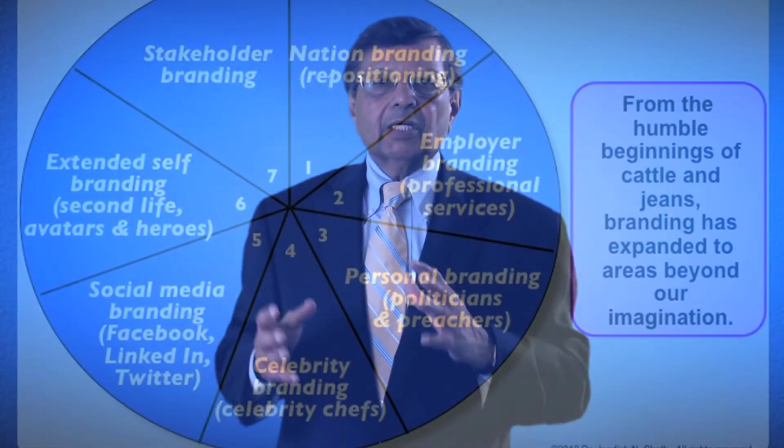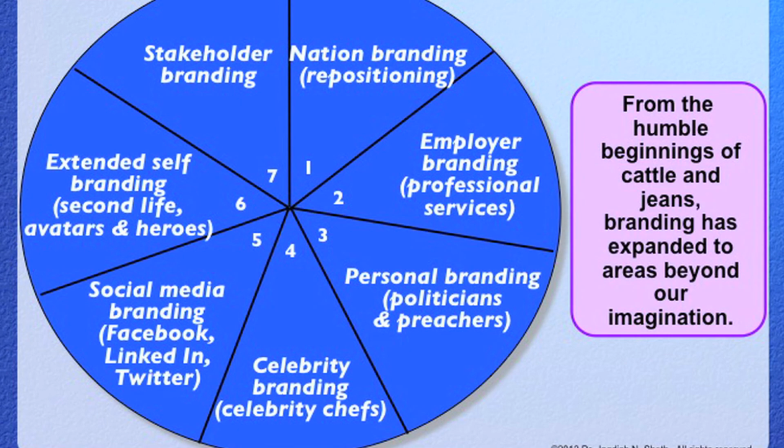So these are the 7 areas that were identified. I'm sure there are many more areas out there. It's a growing field, which is why I have in the chart the message: from the humble beginnings of cattle and the jeans, branding has expanded to areas beyond our imagination. And absolutely, it's incredible when you look at the history, like everything in life, very humble beginnings, and suddenly you become bigger than life.